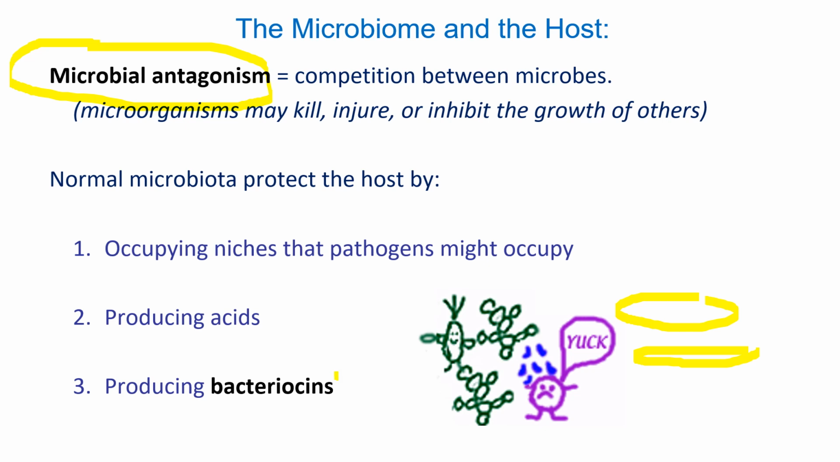So take a look at this word. Anytime you see IN on the end of a word, it means a protein. So these are proteins that inhibit other species of bacteria. So it's produced by one bacteria to inhibit the growth of other bacterial species. So it's just one way that they stake out their territory and prevent other species from growing.